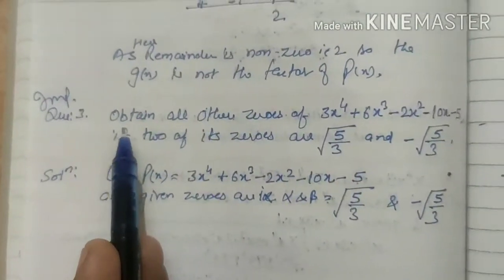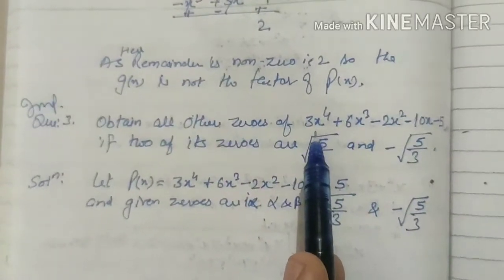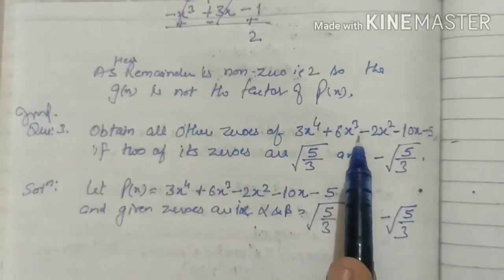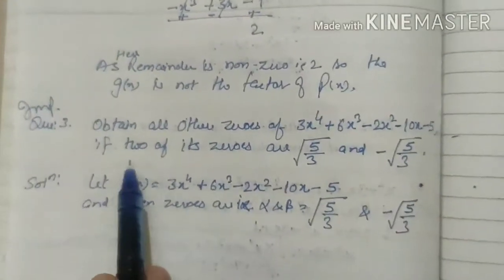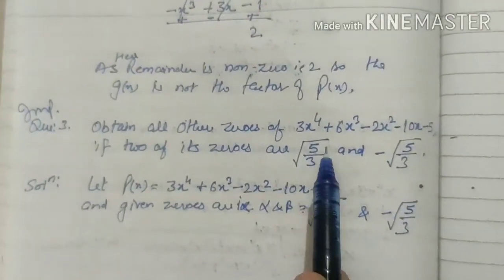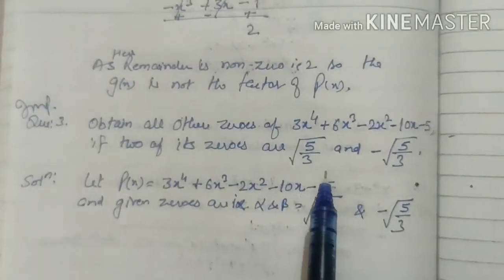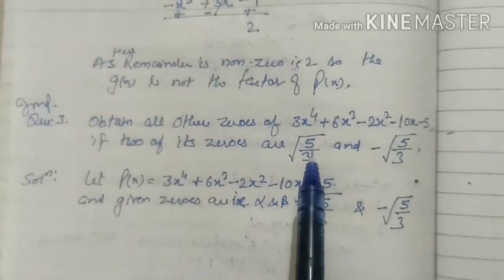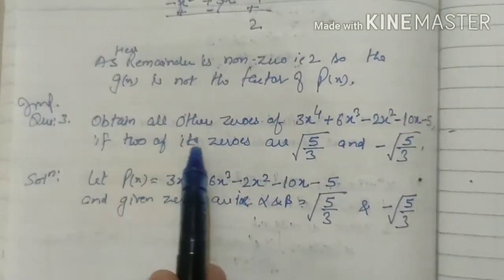In the next question we have given, obtain all other zeros of the polynomial 3x raised to power 4 plus 6x raised to power 3 minus 2x square minus 10x minus 5 if two of its zeros are root 5 by 3 and minus root 5 by 3. So we have given a polynomial and two of its zeros as root 5 by 3 and minus root 5 by 3, and now we need to find the other zeros.